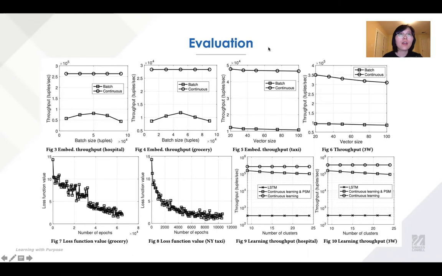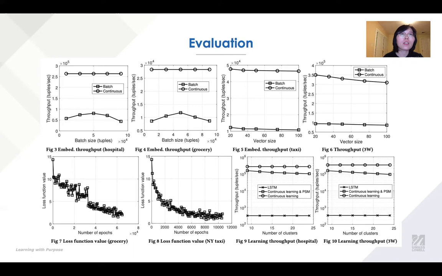We first evaluate and verify the efficiency and the quality of our continuous representation learning algorithm. Our algorithm incrementally updates existing embedding vectors as tuples arrive. Figures 3 and 4 show that learning is very efficient, with throughput 3 to 5 times that of the initial bunch embedding. We also vary the size of embedding vectors from 20 to 100 and show the throughput results of the representation learning in Figures 5 and 6.